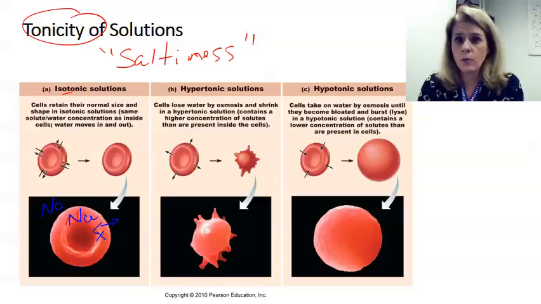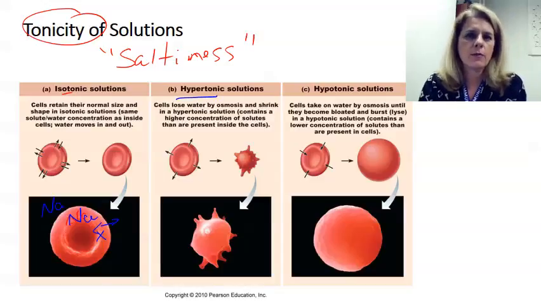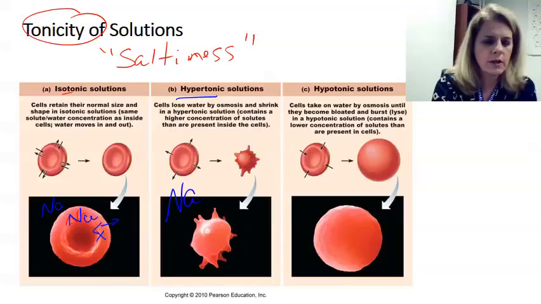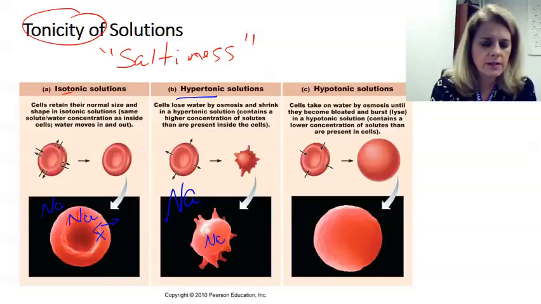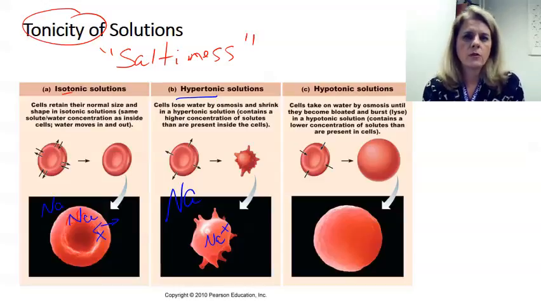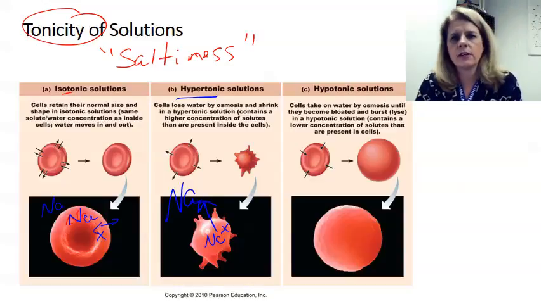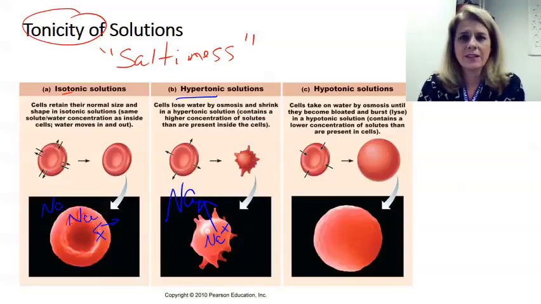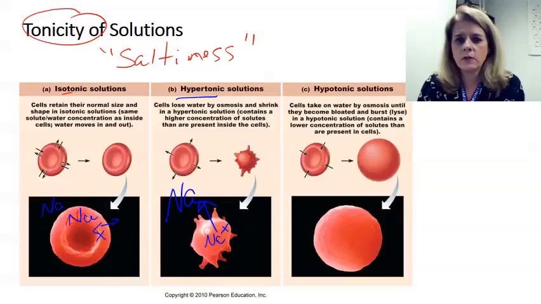It just remains normal. If you put this cell in a hypertonic solution, hyper means high, so it's more sodium on the outside. Hypertonic is more salty on the outside than it is on the inside. Again, this membrane is selectively permeable. The sodium can't move. Where's the water going to go? Well, the water inside the cell is going to leave the cell and cause the cell to shrink. So if you were to put someone's cells in a salty solution, they would shrink, and that could be fatal. So you have to understand tonicity when you're thinking about keeping someone's fluid balance regulated. And we'll do more and more of this as we move again through the class.